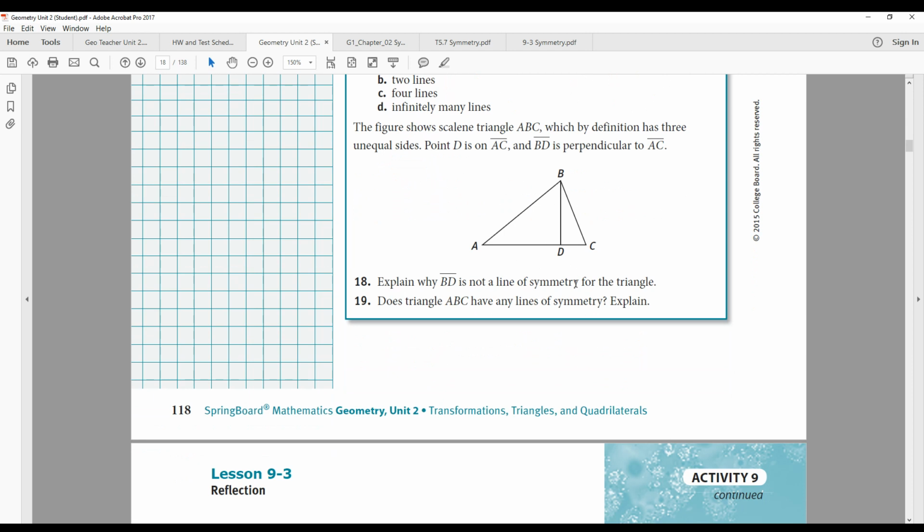Explain why BD is not a line of symmetry. Well, it does not cut this into 2 equal pieces. Does triangle ABC have any lines of symmetry? It does not. And it appears that this is a scalene triangle. And for a triangle, you have to have at least 2 sides to be the same length in order to have a line of symmetry.